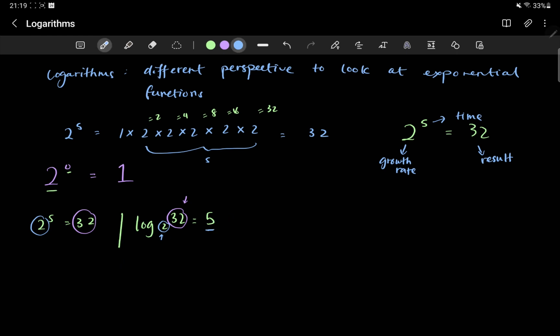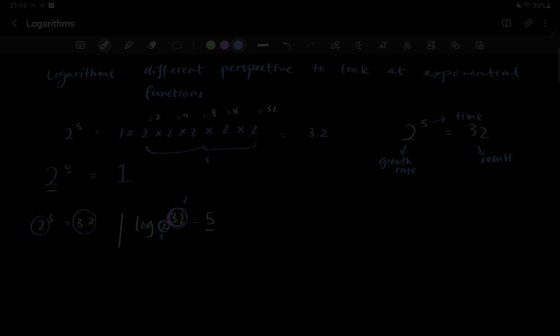I'm going to say that again. If you know how much you are growing by, and you know how big you end up, you can find out how many times you have grown. Okay, so let's look at another example.